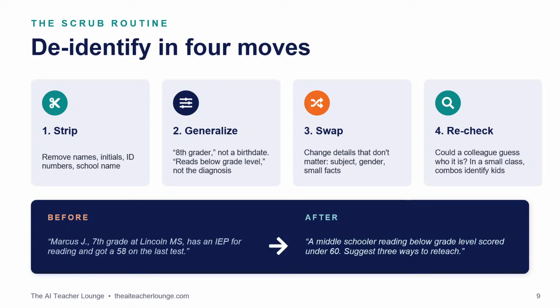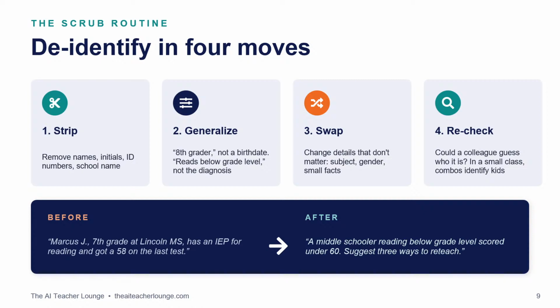So here's an example. Marcus J., seventh grader at Lincoln Middle School, has an IEP for reading and got a 58 on the last test. Obviously, full of PII. We need to do something with this. So we change it instead to: a middle schooler reading below grade level scored under 60. Suggest three ways to reteach.